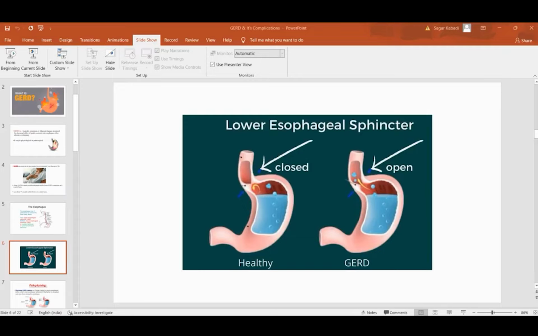Like I've already told you, if the sphincter is loose here, there are multiple possibilities that can occur and can cause reflux diseases in the upper esophagus. So this endoscopy is more than enough to diagnose if you have GERD or not.